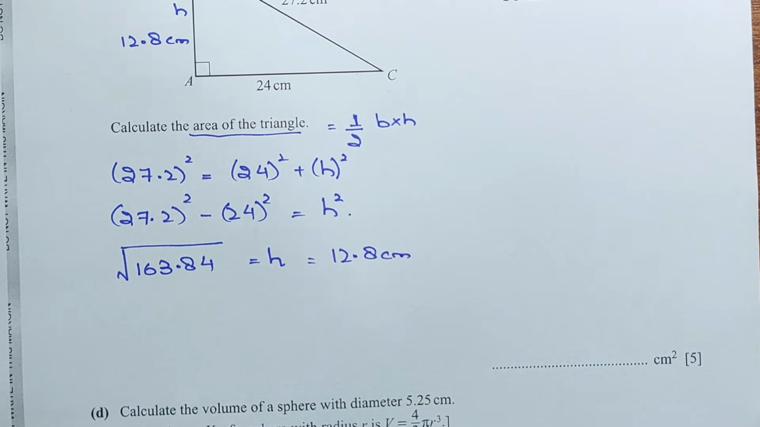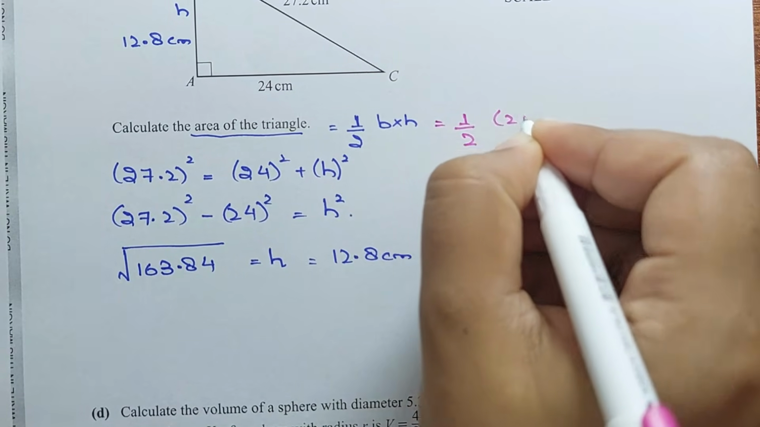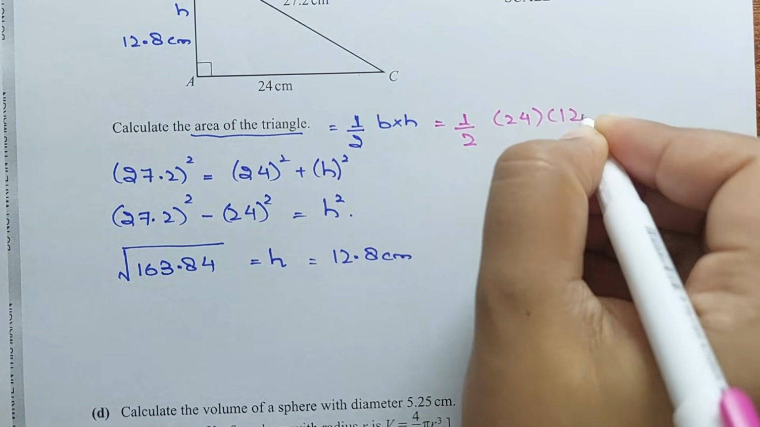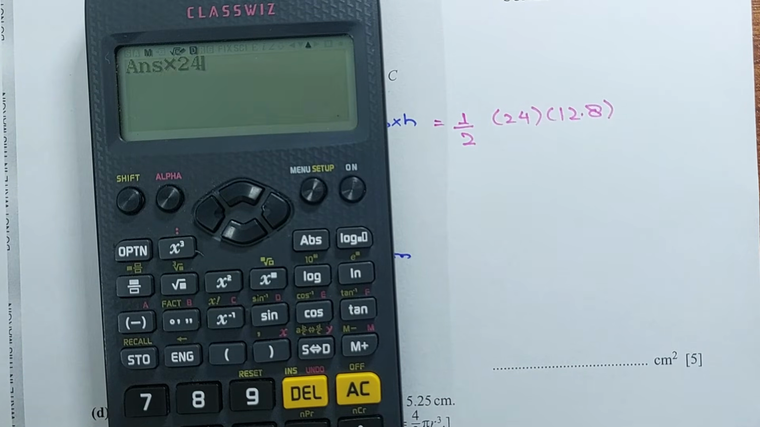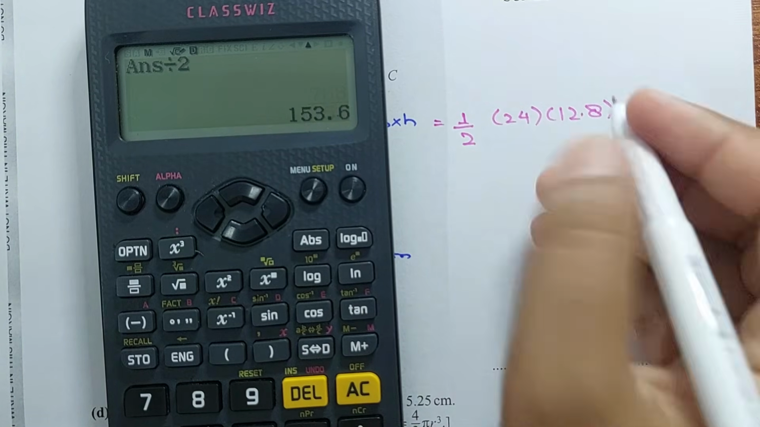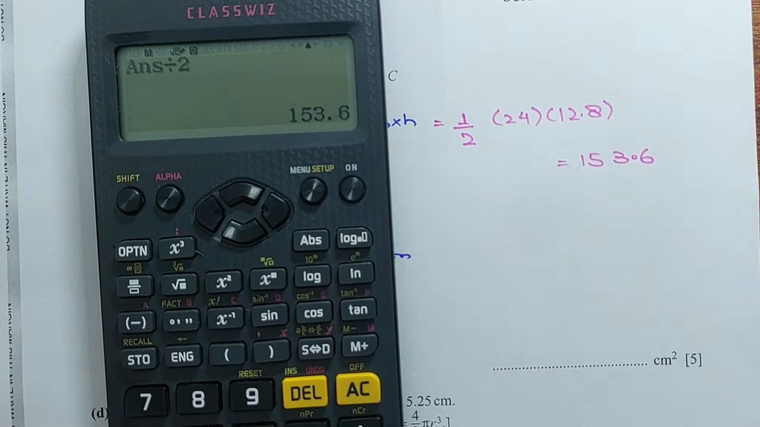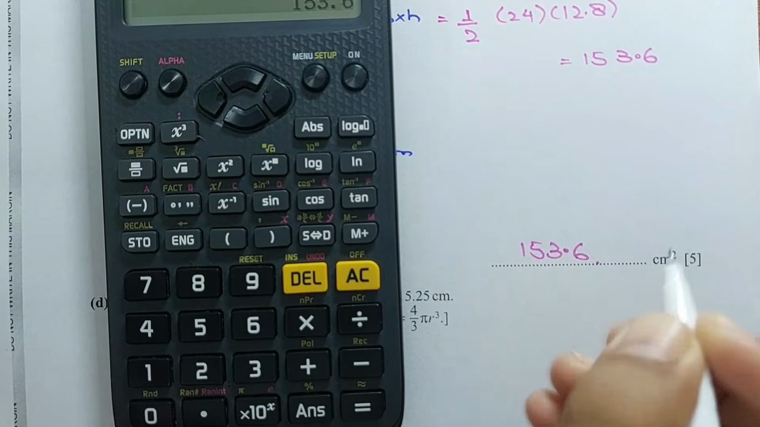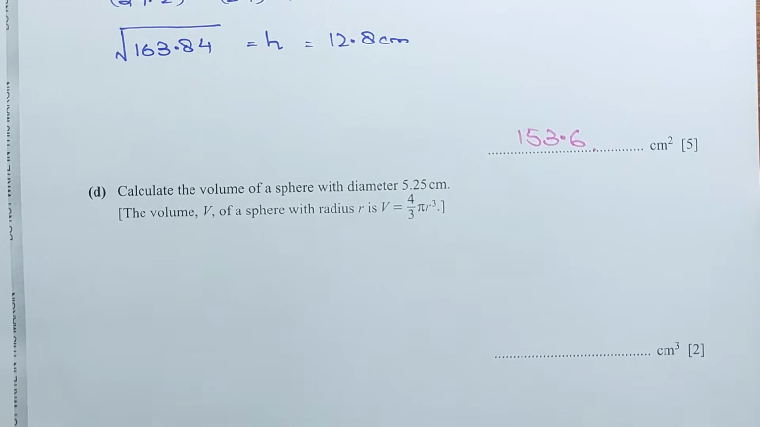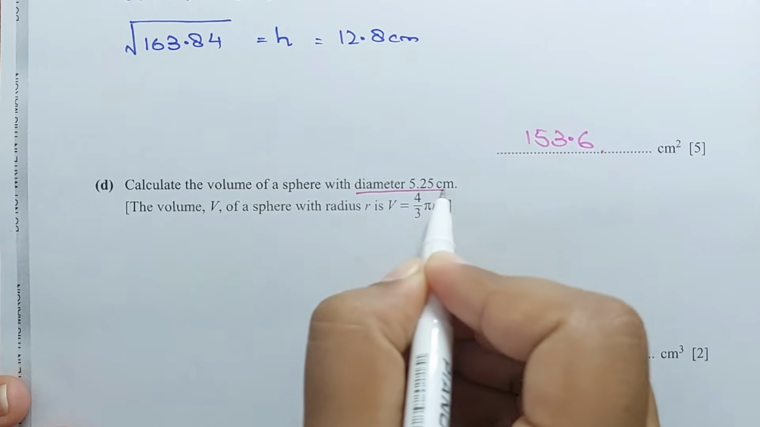Just plug into the formula and get the area, which is half times base times height. The base is 24 and the height is 12.8. So 12.8 times 24 divided by 2 is 153.6 centimeter square.